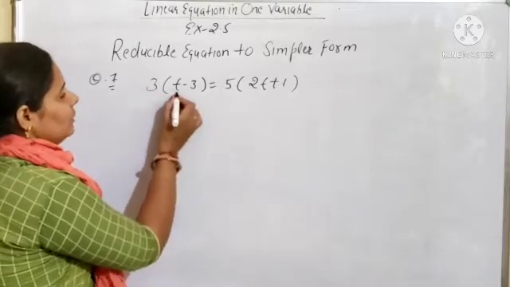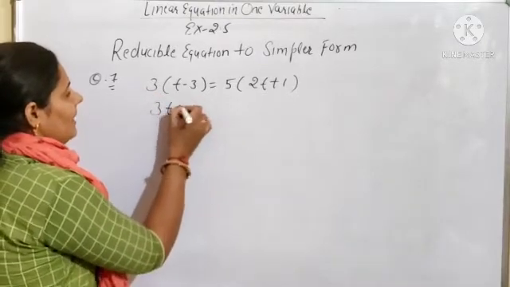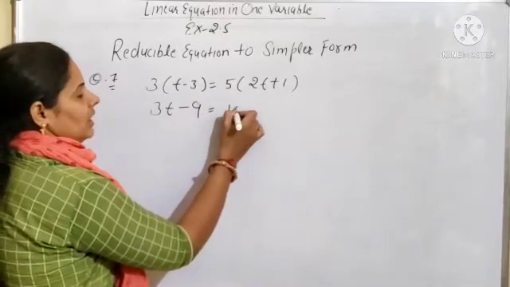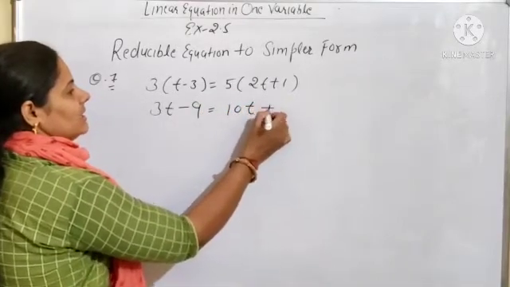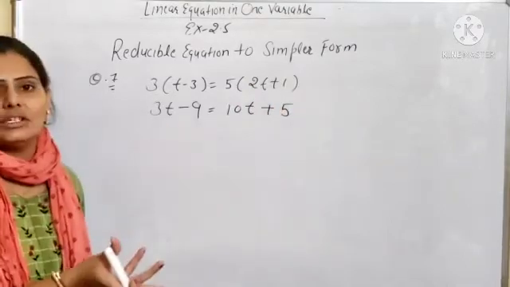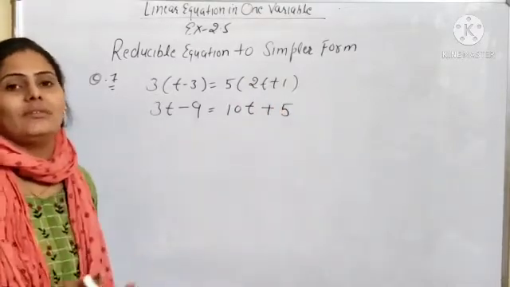So 3 into t it will be 3t minus 3 into 3, 9, is equal to 5 into 2t, it will be 10t plus 5 into 1 you will get 5. Clear? Now simple linear equation. Both side variable is given. So what will you do?